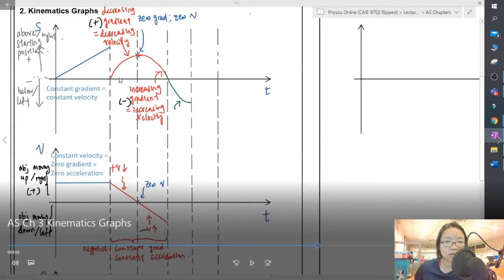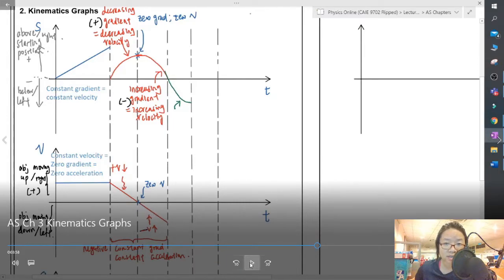So from here, you can see if you look at this red color portion, the gradient actually decreases to zero, positive gradient. That's why this is a positive value that decreases to zero. Okay, and then at this part here where my mouse is, the gradient from zero increases and becomes more and more negative. That's why the velocity here increases but becomes more and more negative.